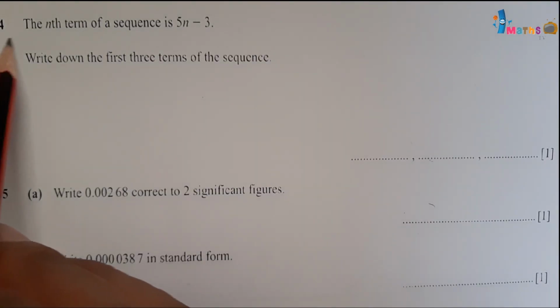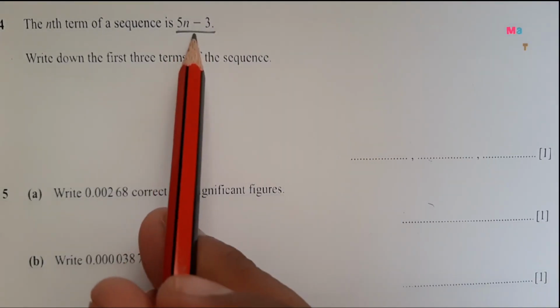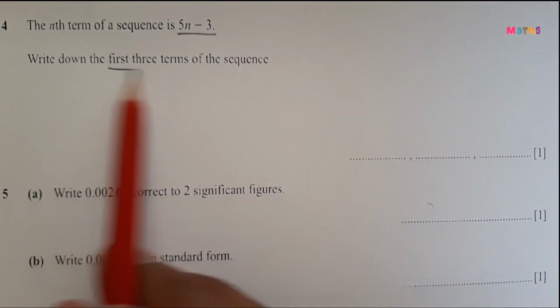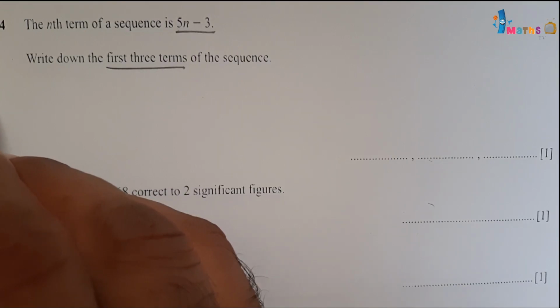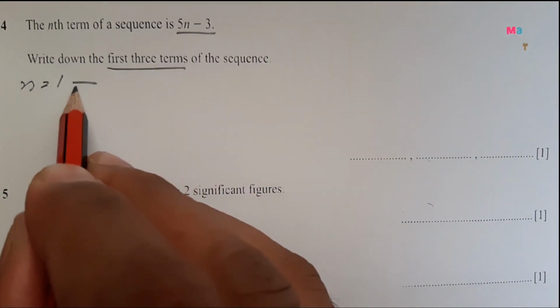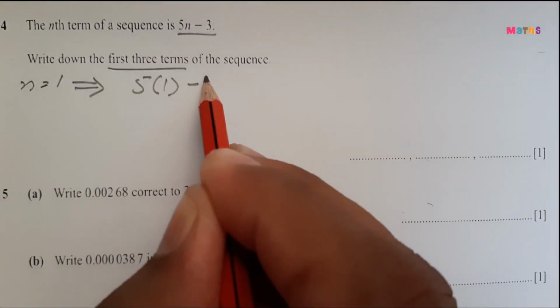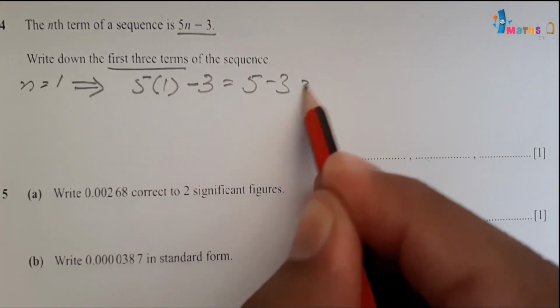Question number 4, the nth term of the sequence. This is the general formula of the sequence given. Write down the first three terms of the sequence. So we are required to write the first three terms. For the first term we will replace n is equal to 1, and this implies 5 into 1 minus 3. This will be equal to 5 minus 3, which is equal to 2.